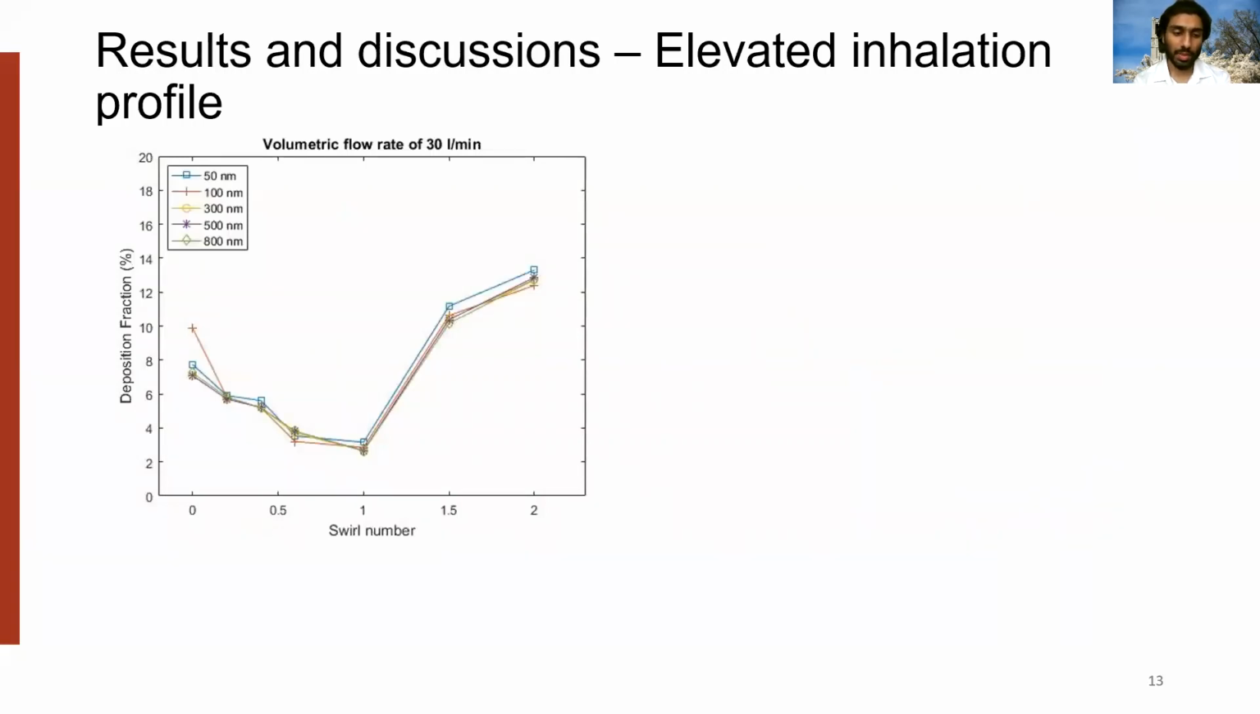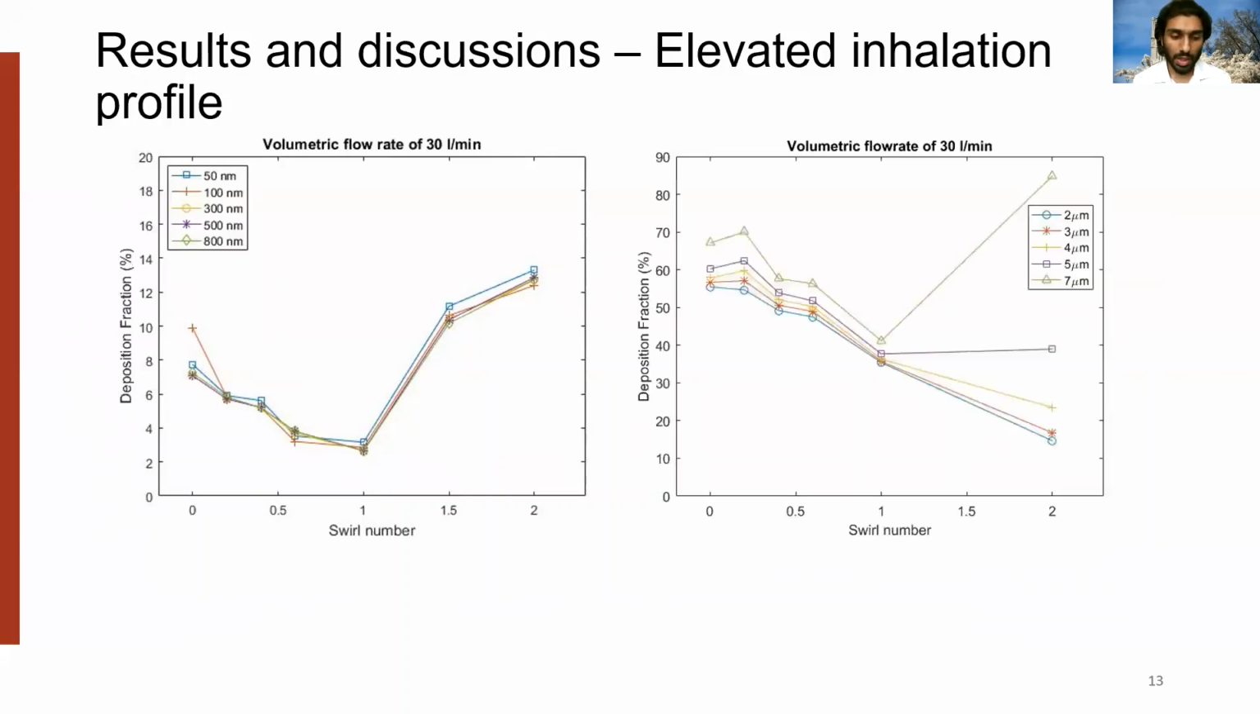Considering elevated inhalation profiles for nano-sized particles, as observed earlier, increase in swirl number until the threshold value causes the deposition fraction to exhibit a decreasing trend. The deposition profiles for particle sizes appear to be more cohesive because at such elevated profiles, Brownian diffusion is not very significant and hence particles follow streamlines more readily.